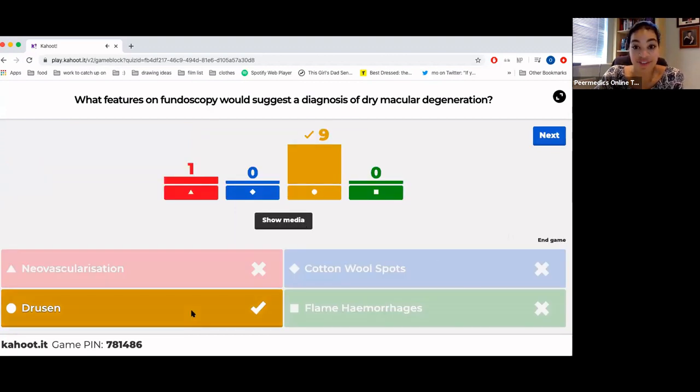So pretty much nobody got that. So drusen, those white dots that you normally see in macular degeneration, widespread in the retina. Someone said neovascularization. That's a very good answer, because that's what you'd expect to find in wet macular degeneration, neovascularization of the choroid layer. But in this case, dry should be drusen. So just think D and D.